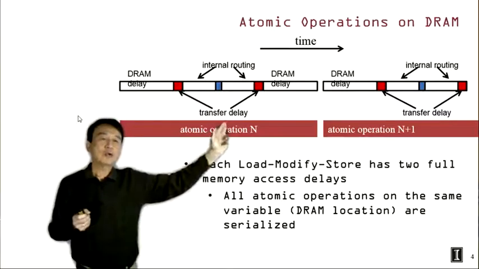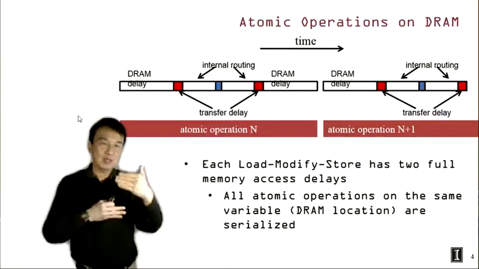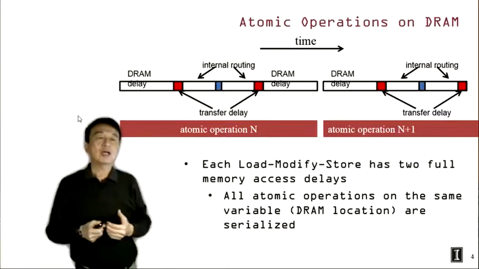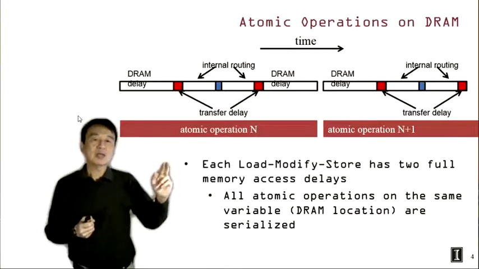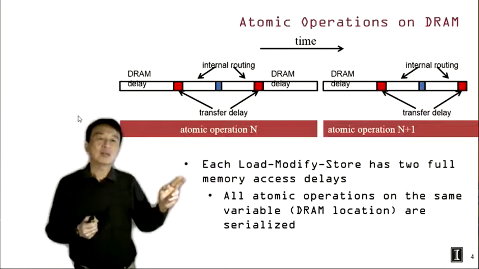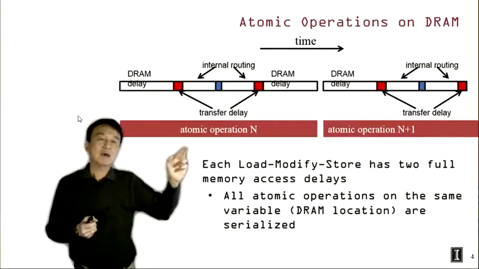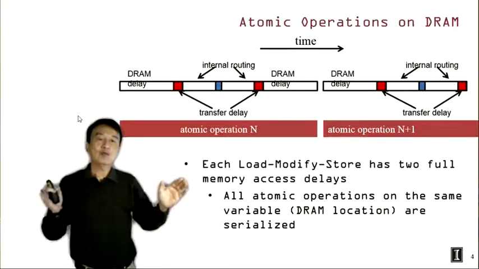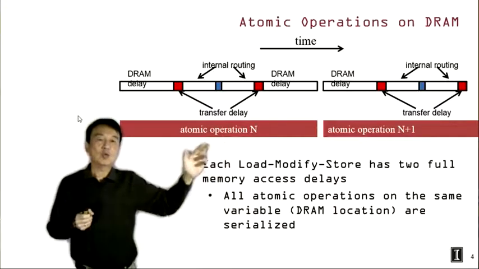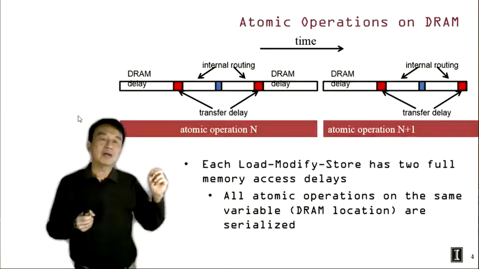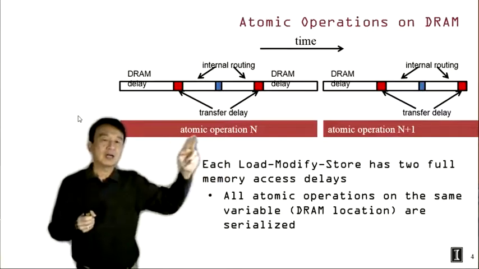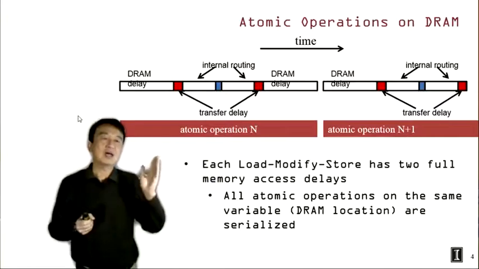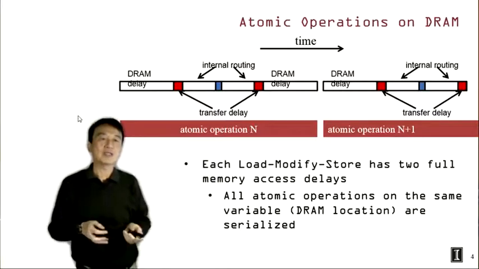Notice that these two operations cannot overlap, because that's exactly how the atomic operation eliminates the race condition errors that we can have in read, modify, write operations. Whenever we have a load, modify, store access to the same memory location, we have two full memory access delays for each one. All these accesses are fully serialized, and all the delays are exposed in terms of the access timing as far as the application program is concerned.